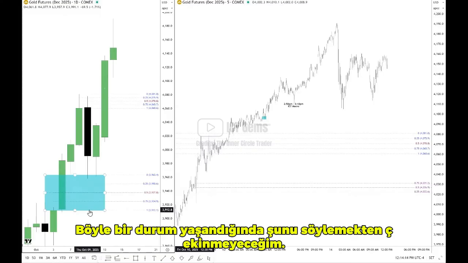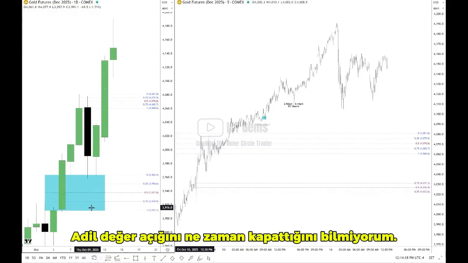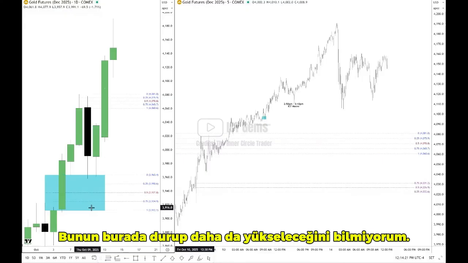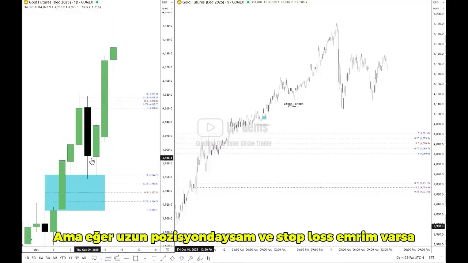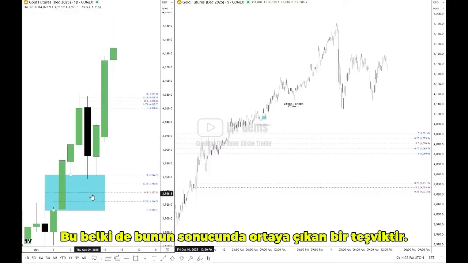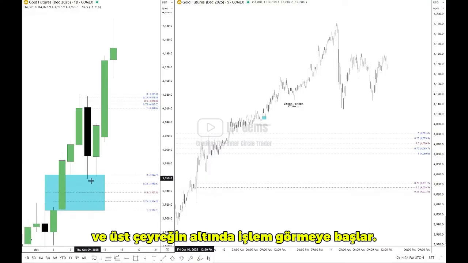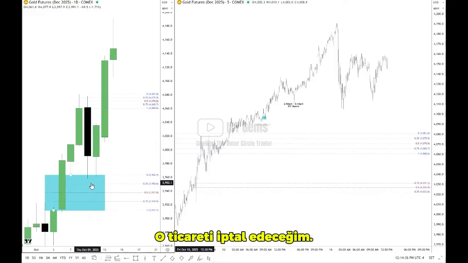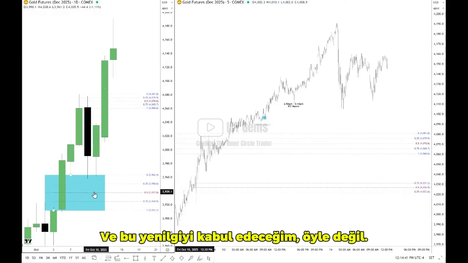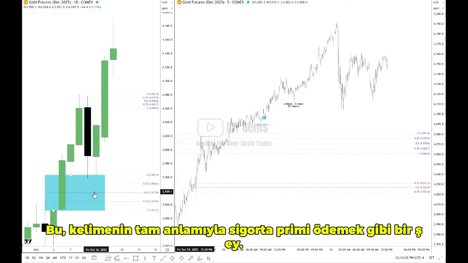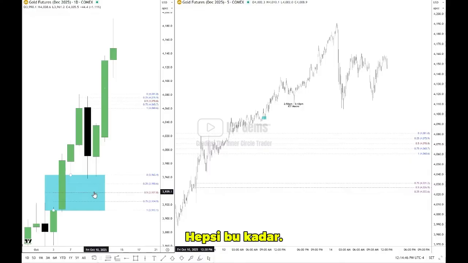In fact, I'll go so far as to say this. When it closes the fair value gap in, I'm admitting to you, I don't know if it's going to stop there and go higher, which is exactly why I gave the rules that I give you. I want to see it not fill it. But if I'm in a long and I have a stop loss that's maybe at consequent encroachment or a tick below it, and it starts trading below the upper quadrant, I'll kill that trade. And then I'll wait for it to come down and do whatever business it's going to do. And I'll take that loss. It's literally just like paying an insurance premium. That's all it is, you're paying an insurance premium.